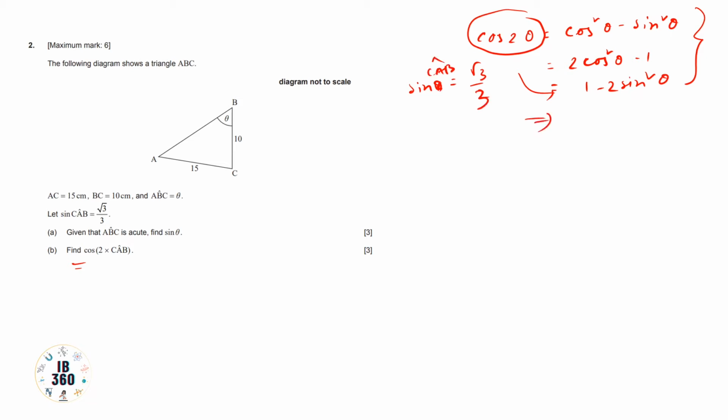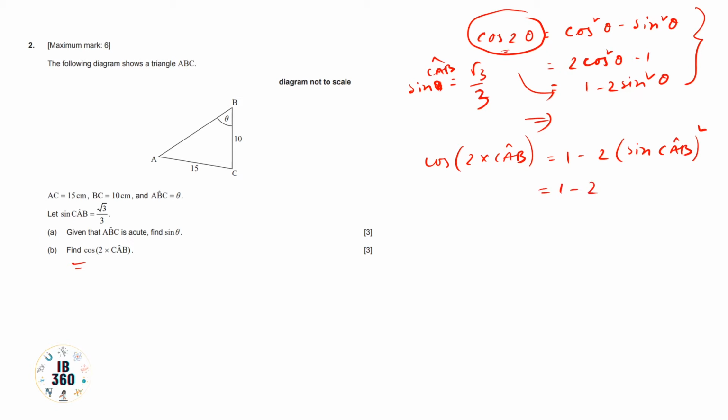So we will use this formula to find this angle. The question is, find cos 2 into CAB, and it will be 1 minus 2 sine square of angle CAB, complete square.